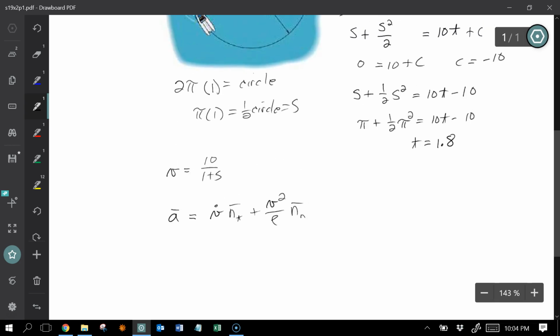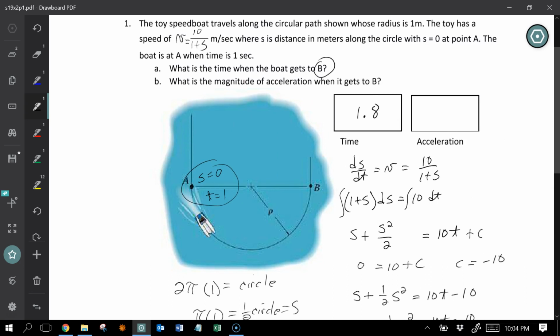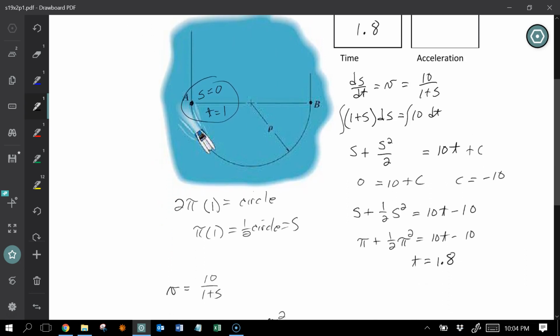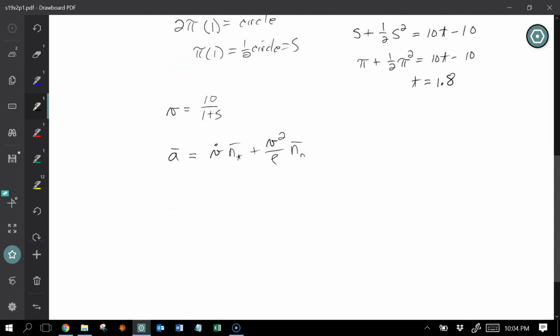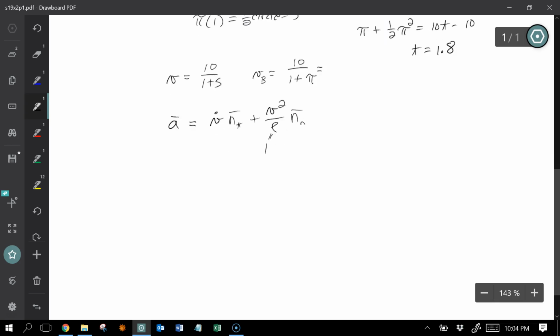Okay, now can we find the v at point B? Yeah, the magnitude of v at B. So we can go in here. V at B equals 10 over 1 plus, and what's the s at B? It's equal to pi. All right, so that gets you the v. What's the rho? The rho is equal to 1. So can you get v dot?